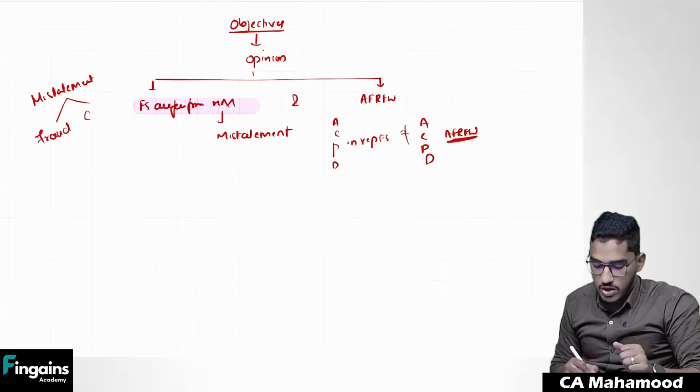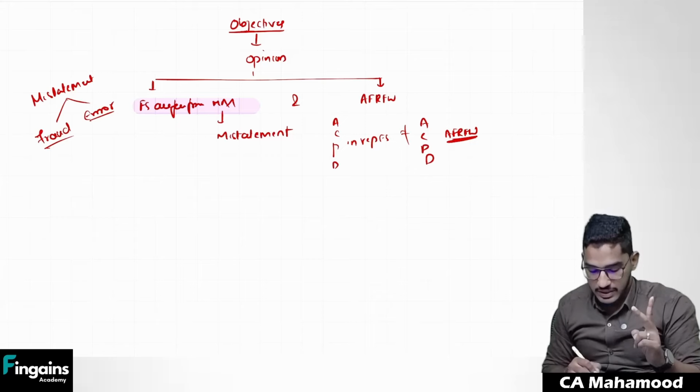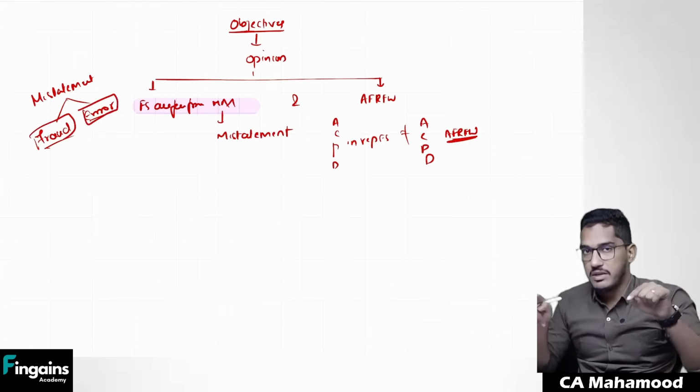A misstatement in the financial statements can happen either because of fraud or because of error. The misstatement in the financial statements can happen because of two reasons. It can either happen because of fraud or it can happen because of error. Sir, what is the differentiating factor between the two?